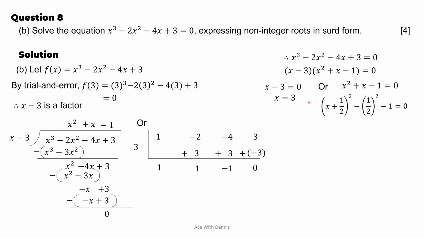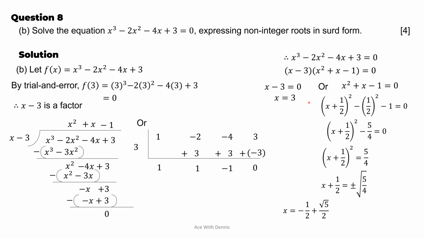Okay, so x plus half squared minus half squared minus 1 equal to 0. Then simplify, we get x plus half squared minus 5 over 4 equal to 0, which means x plus half squared equals 5 over 4. So x plus half equals plus minus square root of 5 over 4. It can be x equals negative half plus root 5 over 2, or x equals negative half minus root 5 over 2. Of course, if you want to use the formula method to solve this quadratic equation, it should be fine. You will get the same answer.